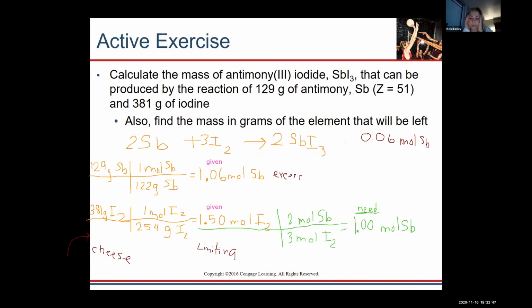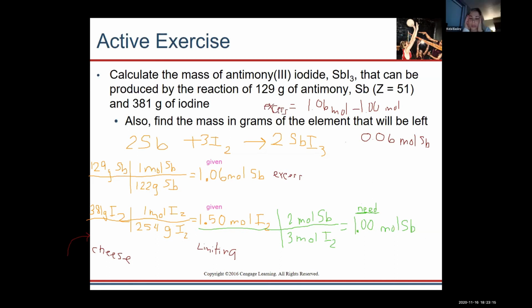And so if we want to figure out the mass of how much is left over, we just multiply that 0.06 that we just calculated from subtracting 1 mole from 1.06 moles. And that's going to give me my excess. So the limiting reactant is iodine. That's right.